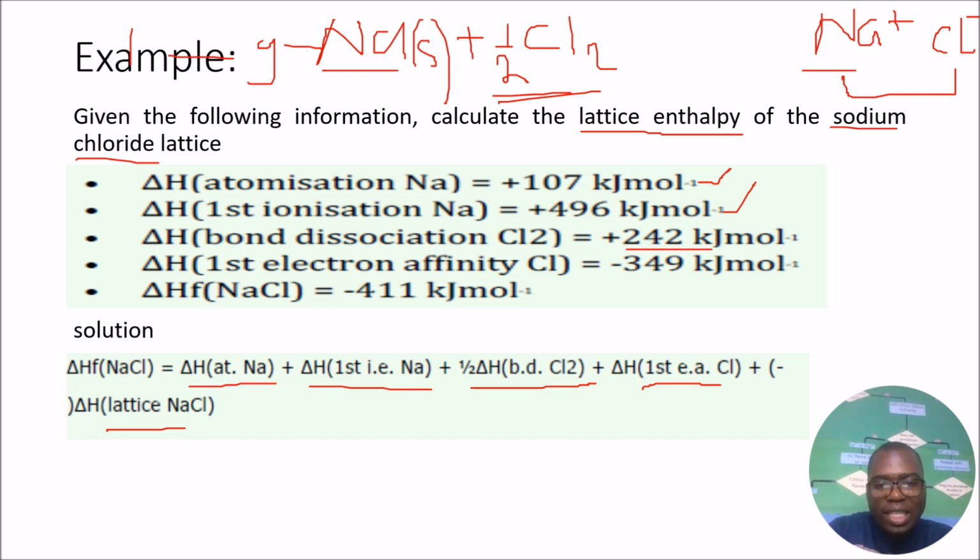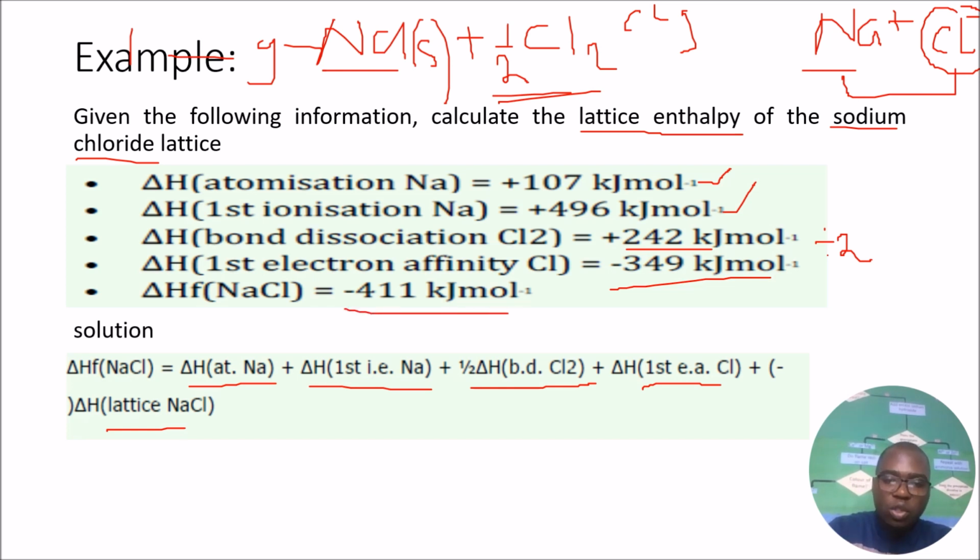Now, because this value is the bond dissociation of Cl2, and what we have in the final equation is just 1 Cl, it means that we need to divide this value by 2 as we substitute it into the equation. Then electron affinity. When it is dissociated, it is giving us 1 Cl as a gas. But when you add 1 electron, it will eventually give us this one. Since it has a charge of 1, it only has first electron affinity. So the electron affinity is as given here. And then the enthalpy change of formation is as given here.